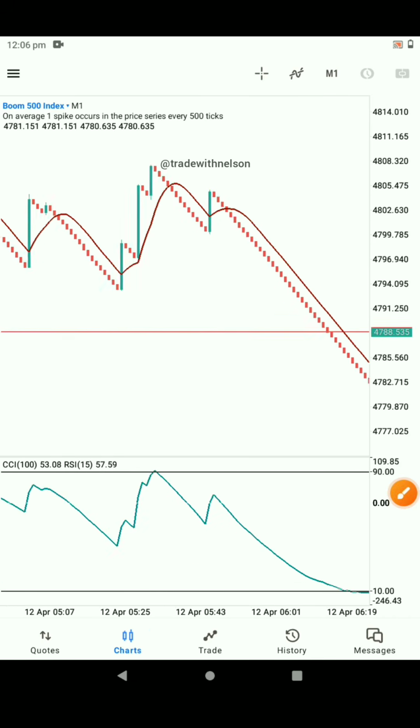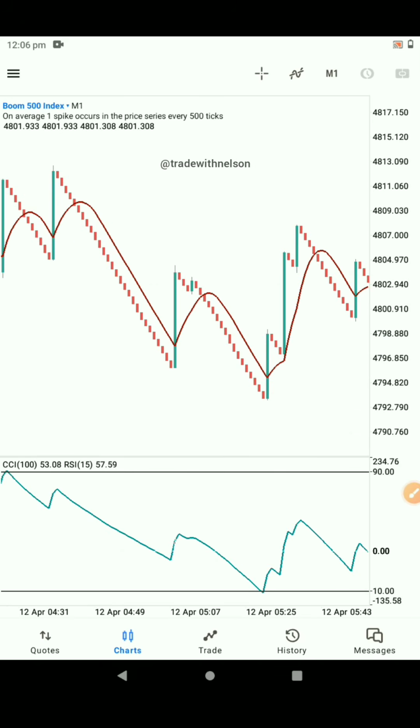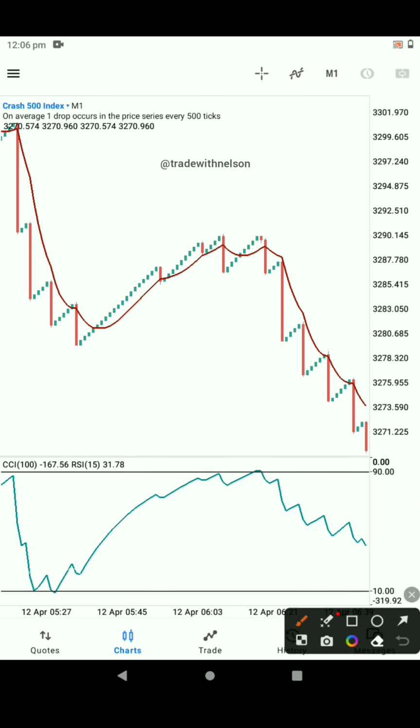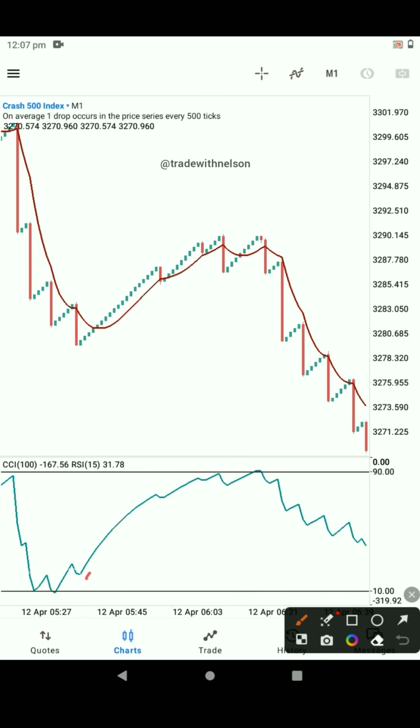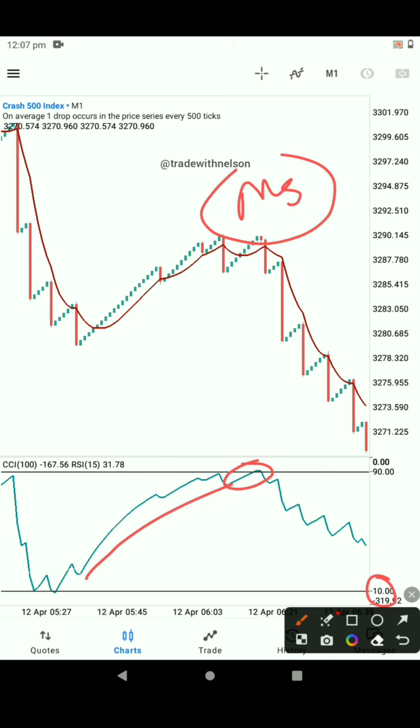So let me go to the crash market and also show you how it works over there. So this is the crash 500 market. Like I said, with small accounts, you get perfect entries in the crash 500. So over here, you can see how the CCI enters into the 10 level after market has spiked to the downside. But in the crash market, because we want to sell market to the downside, we focus on the overbought level, which is the 90 level of the RSI. So we want the CCI to enter into the 90 level. Then once we have that, we target the 10 level after we see a market structure shift.